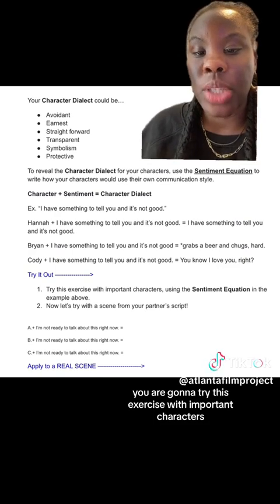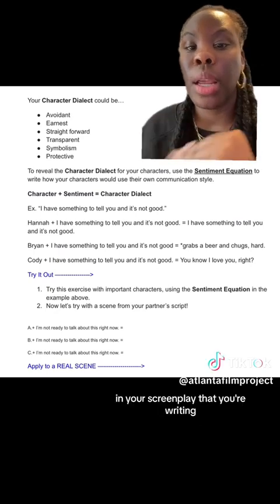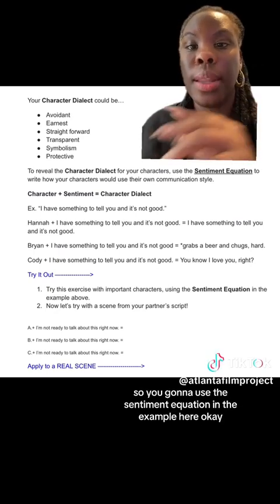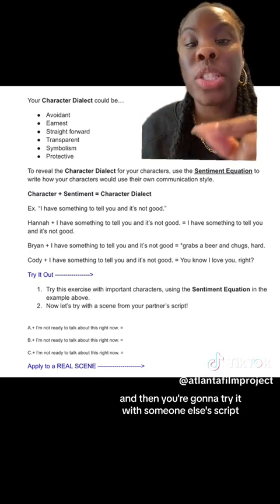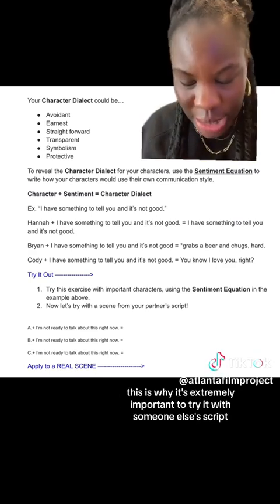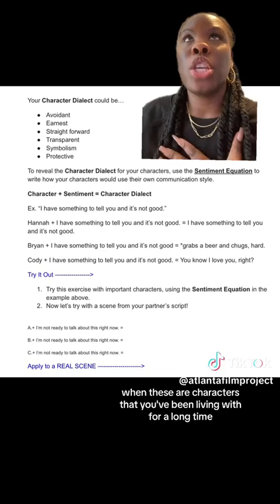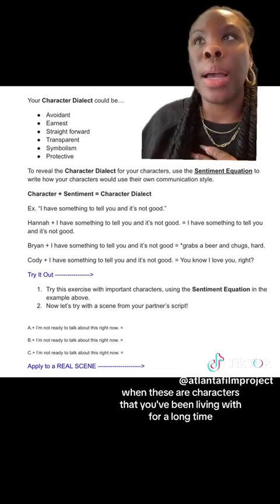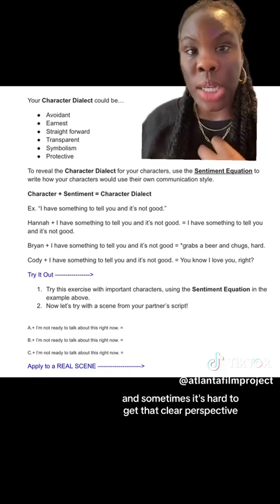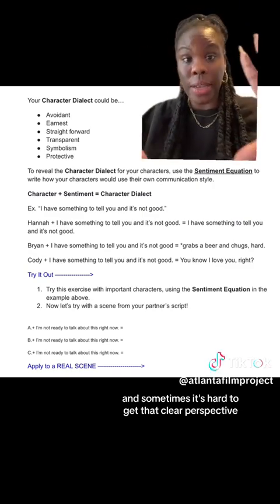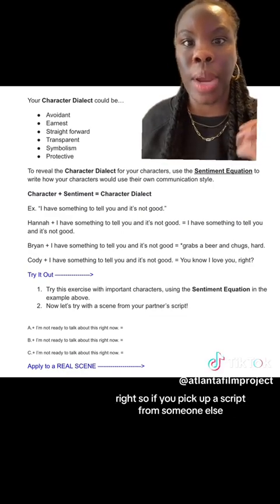You are going to try this exercise with important characters in the screenplay that you're writing. So you're going to use the sentiment equation in the example here, okay? And then you're going to try it with someone else's script. This is why it's extremely important to try it with someone else's script. When these are characters that you've been living with for a long time, you know them, they're inside of you, and sometimes it's hard to get that clear perspective of looking at them in a clean way so that you can write them with compelling dialogue, right?